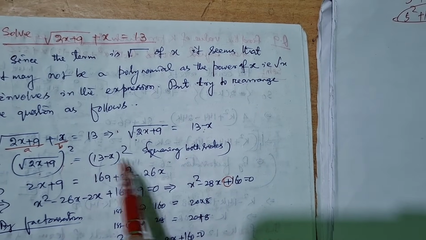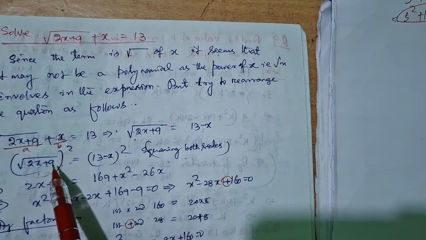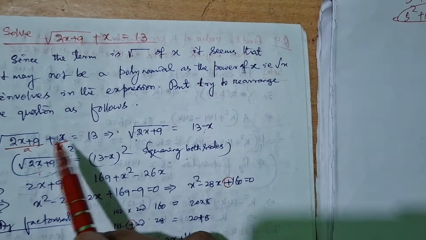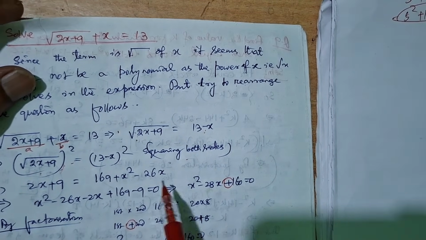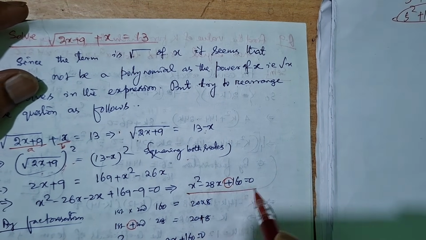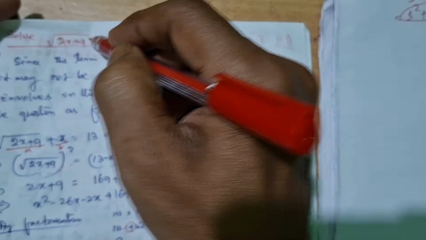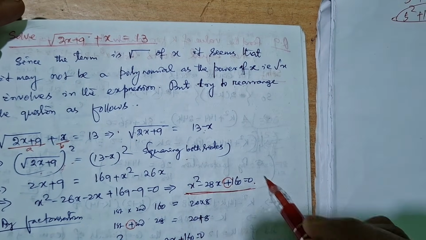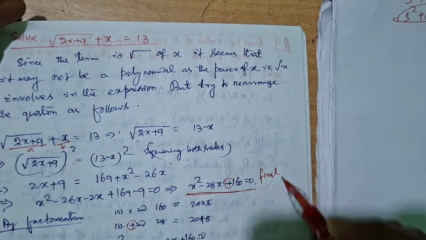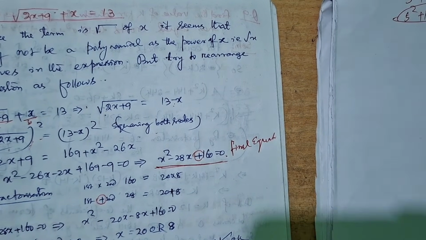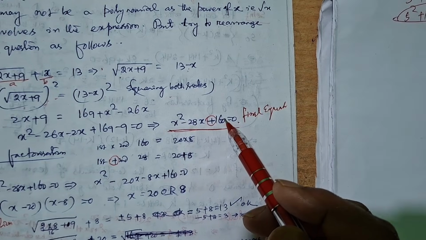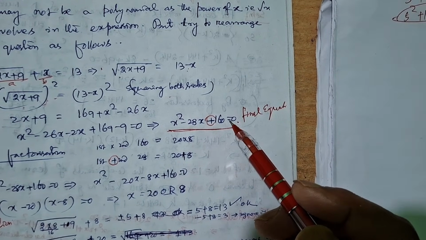Now in this case, no root over term is there. It is abolished because after squaring that vanished. Now finally we arrived at this equation. This equation transferred to this. Okay, final equation. It is a quadratic equation. Now apply that. Factorization is almost always easy.